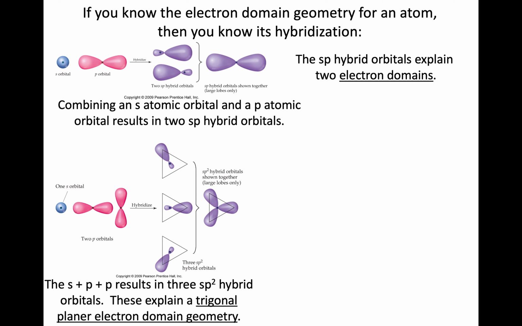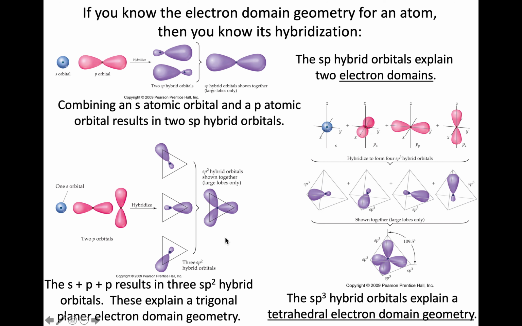What if I have 3 electron domains? Well, that would be a trigonal planar arrangement. That's explained by having an s with p orbitals to make these 3 sp2 hybridized orbitals that are all pointed 120, 120, 120 from each other. If I wanted to explain a tetrahedral electron domain, I would combine an s with p orbitals to form 4 sp3 hybridized orbitals, and those would now be arranged in a tetrahedral.